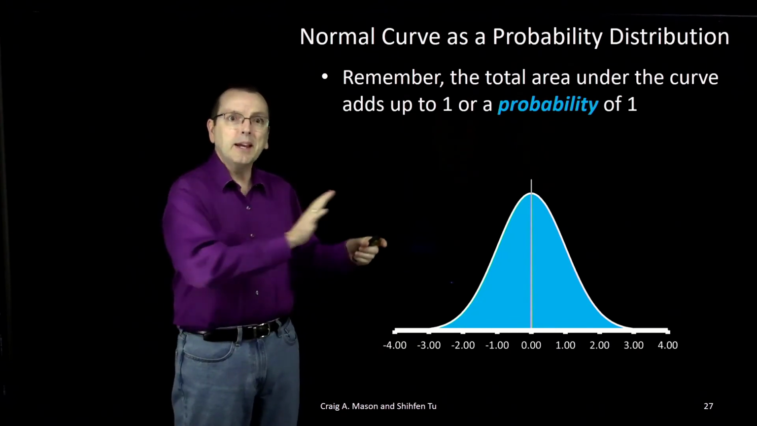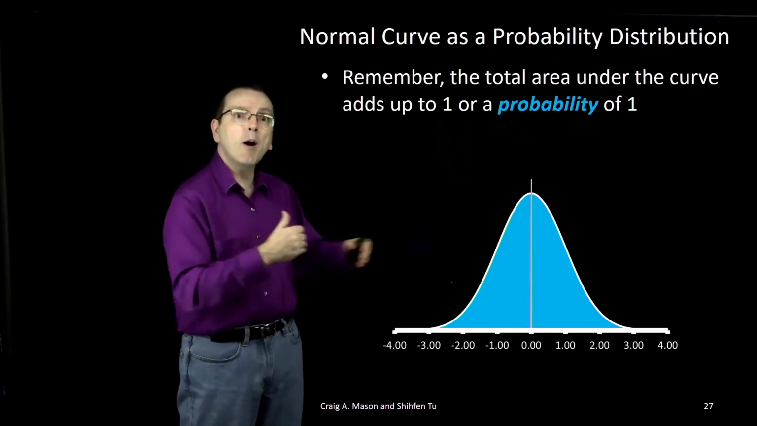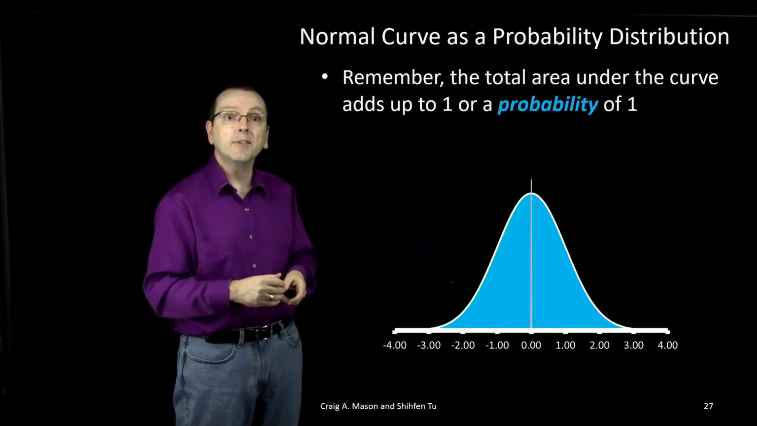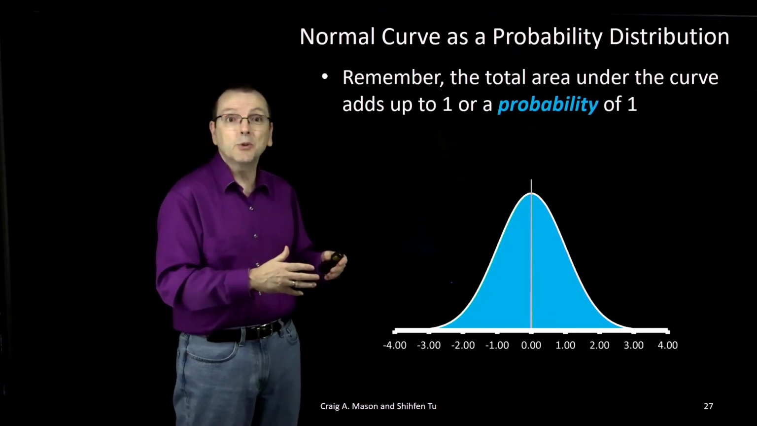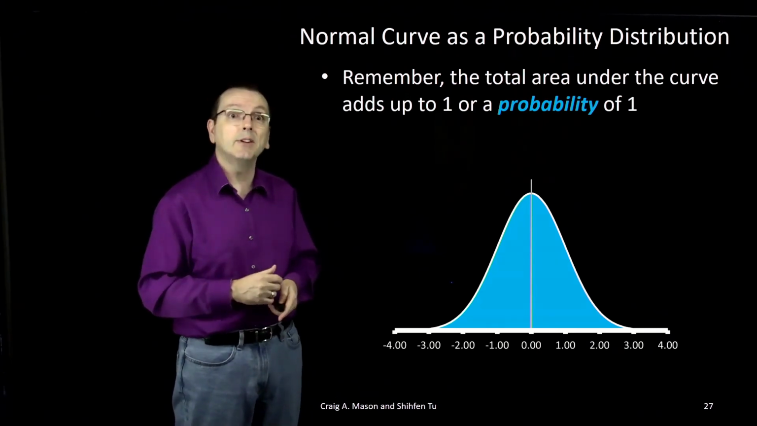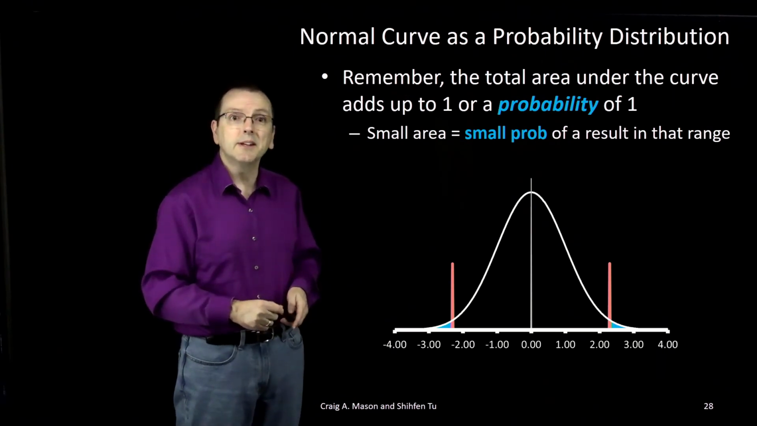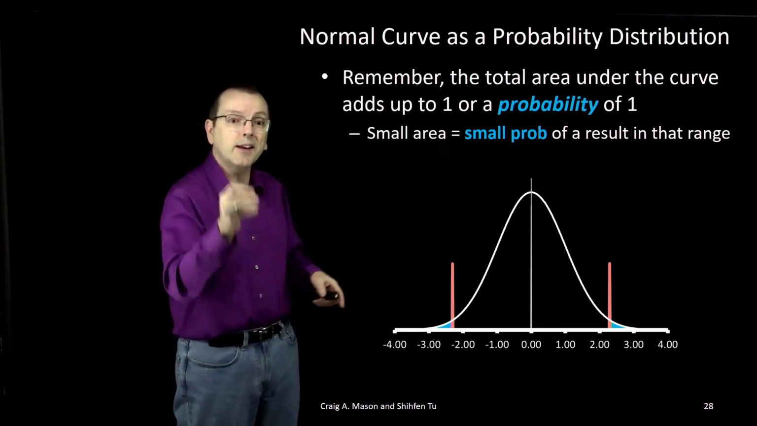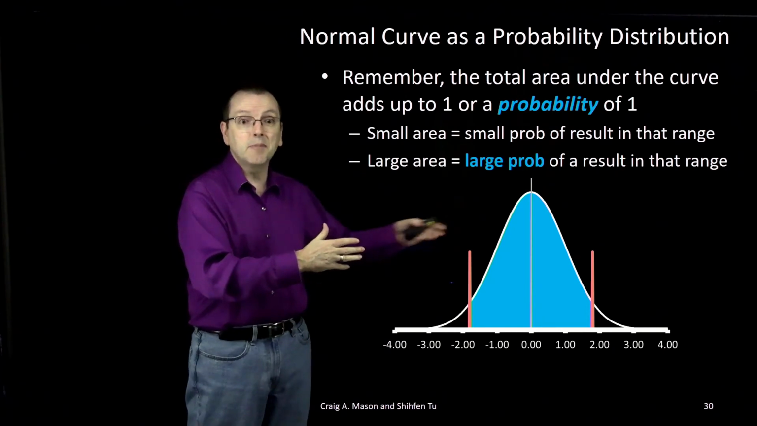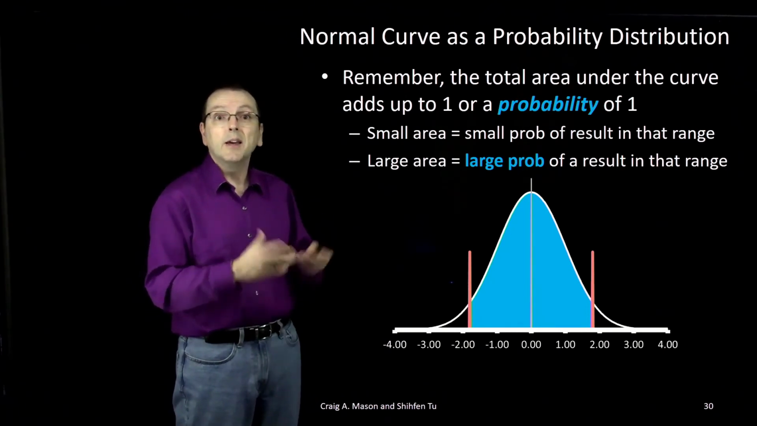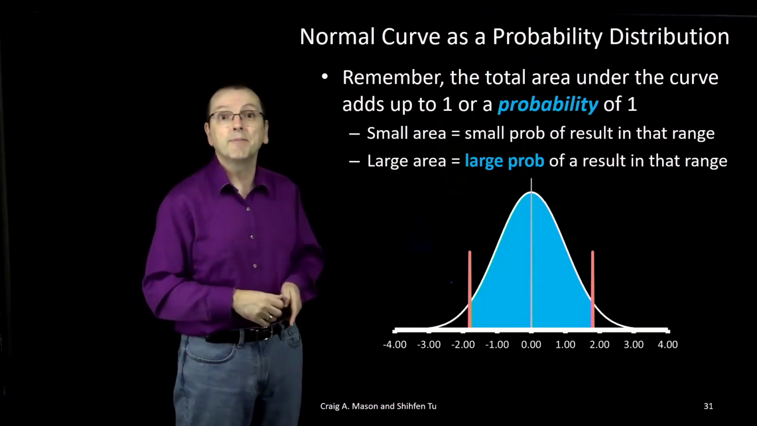Now, because the area reflects all of the probabilities, the area in different parts of the curve tells you the probability of getting a result in that range. In this example, someone having a SAT score above or below some given level. If it's a small area, maybe a little bit out in the tails like we see here, it means it's a small probability of getting a result in that range. On the other hand, if it's a large area, maybe something overlapping a large part of the middle, it means there's a large probability of sampling someone or getting a result in that range.